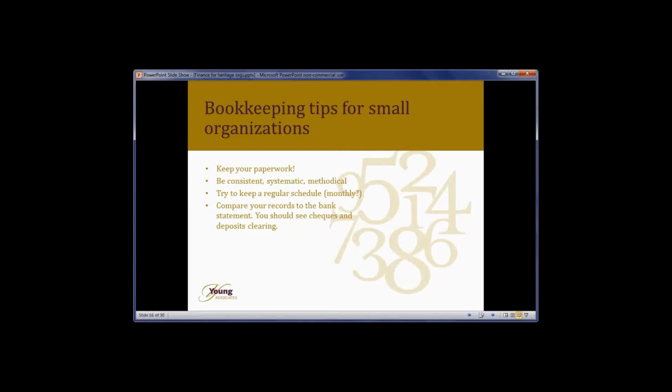Finally, no matter how basic your system is, one of the key things to do is to compare periodically to the bank statements. You know what you have issued in the way of checks and deposits. The bank only knows about them when they see them from you. It's always possible to do a bank reconciliation. The heart of it is comparing what you have done to what the bank has seen. You should see your information flowing through the bank.